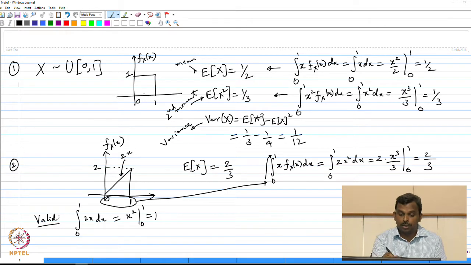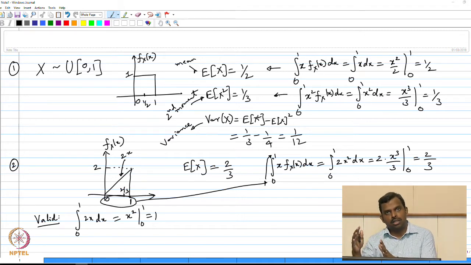So in the uniform case, the mean was a half. 2/3 is going to be to the right of half, the mean is larger, and that's to be expected because in this distribution the larger values occur with higher probability, so the expected value should be larger.